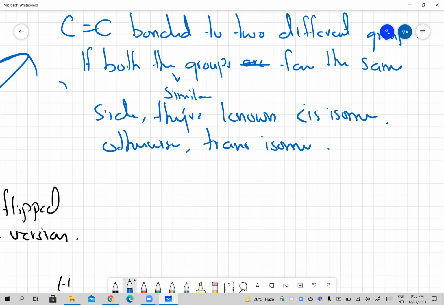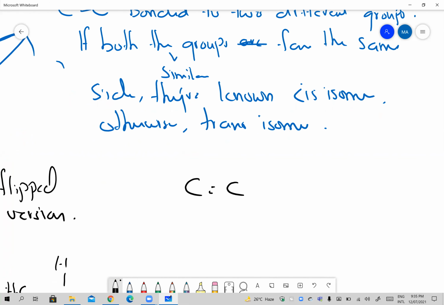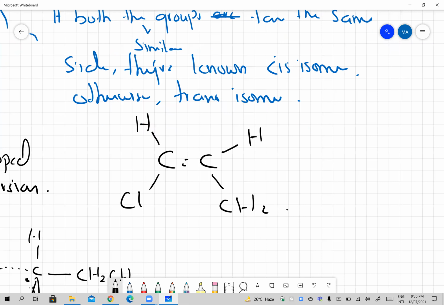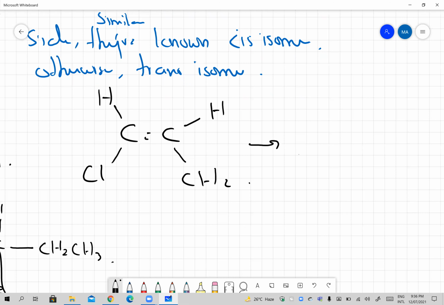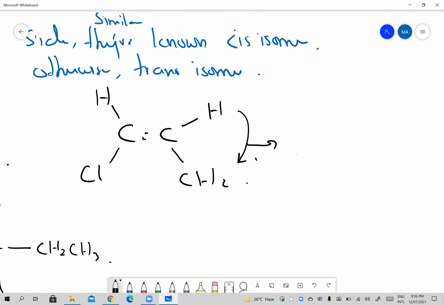Example, carbon to carbon double bond here. Now this carbon has a hydrogen on one side and the second one also has a hydrogen. The second one has a chlorine on the other side and the first one has CH2 on the other side. So now it has three different bonds connected here. What we can do is alter these positions. We can bring this hydrogen down and take the CH2 up.